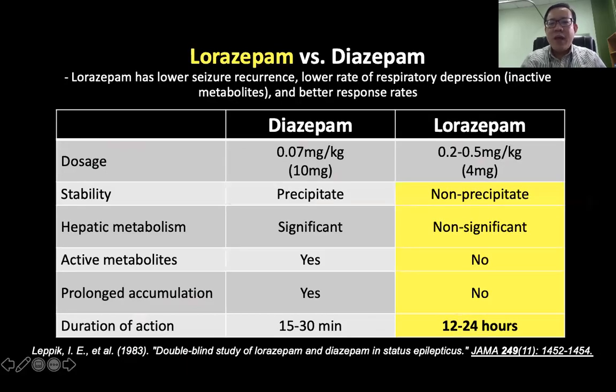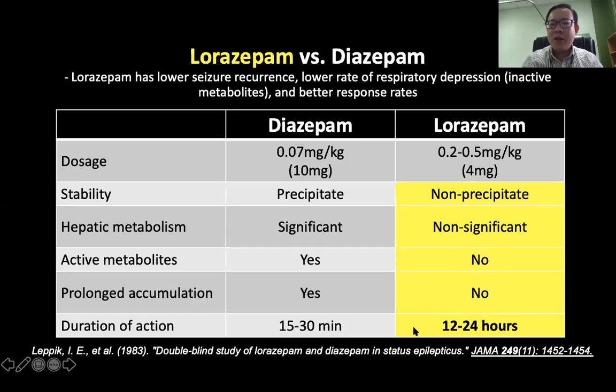So why are we talking about lorazepam while most countries are only giving diazepam? Diazepam in fact is much cheaper and much more easily available. IV lorazepam is not marketed in Malaysia and we have no IV lorazepam. But IV lorazepam has a few advantages. The first one is it is very stable. As you can see, there are no active metabolites. Very stable drug, lorazepam.